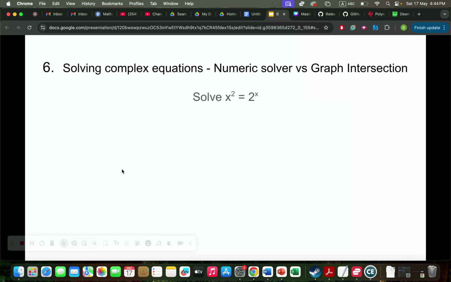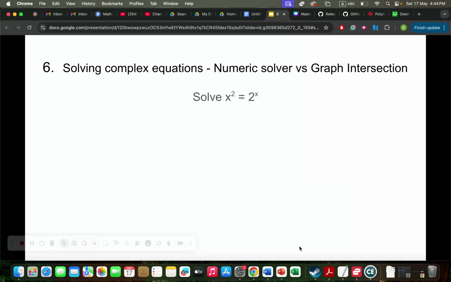Again, for AA students, you will not be surprised to see very complex equations where you're supposed to find the value of the variable in the equation. So that's where you need to know how to use the calculator, right? And even for the AI students, again, same thing. If you end up having to solve complex equations, which you will see very frequently, this is where I want to talk about how we can solve this equation using both the numeric solver and the graph intersection, because there are pros and cons for both of these methods.